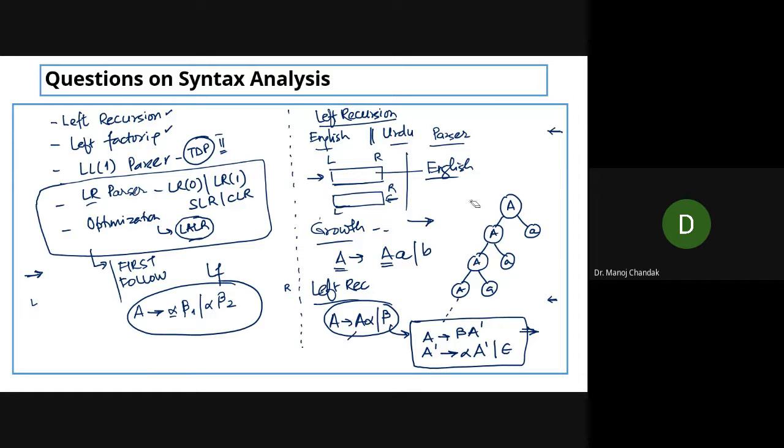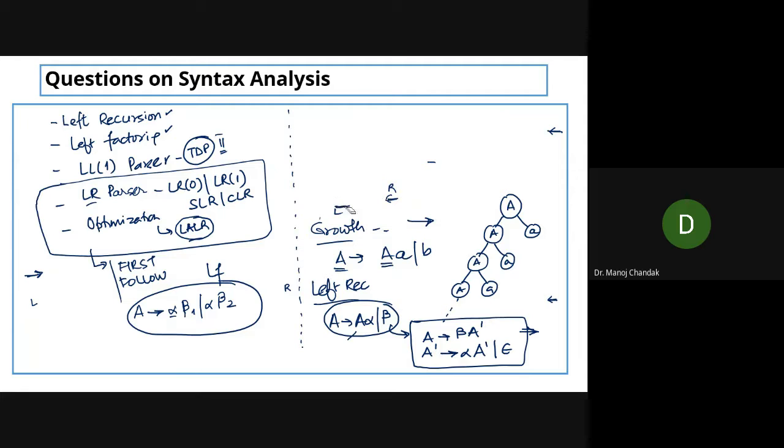Okay, let me show you with this example which we have just discussed. Just a minute, I'm just removing this one. Look at this: A tends to capital A followed by small a. So what is alpha here? This is alpha. And what is beta? This is beta. So this rule will change to A tends to what?